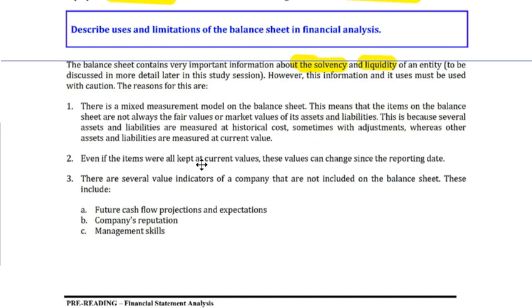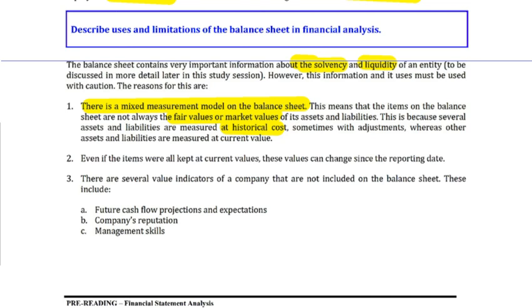Let's have a look over here. There's a mixed measurement model on the balance sheet, and we've got to be a little bit mindful of that. Items on the balance sheet are not always at their fair values or market values. Remember, several of the assets and liabilities that sit on the balance sheet are measured at historical cost. Sometimes adjustments are made to them, and obviously one has to be careful with the exact detail that you're working with.